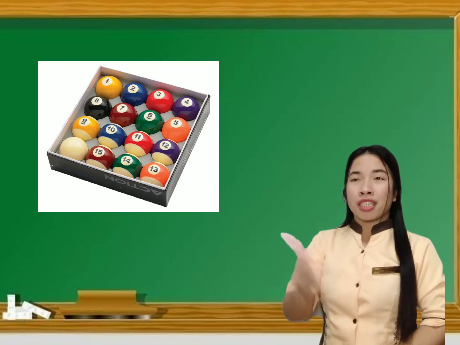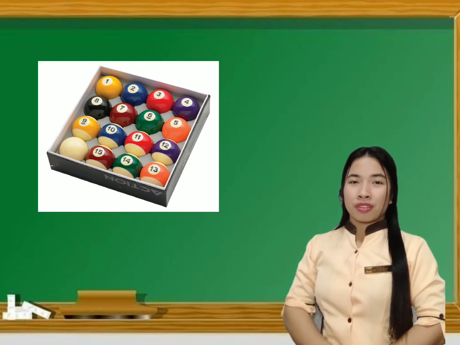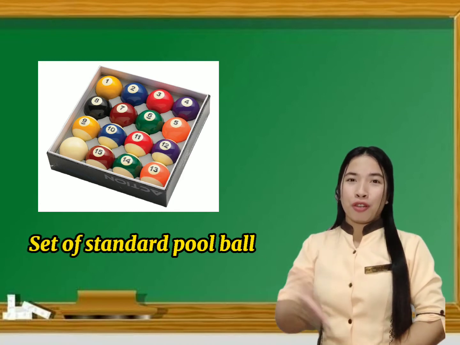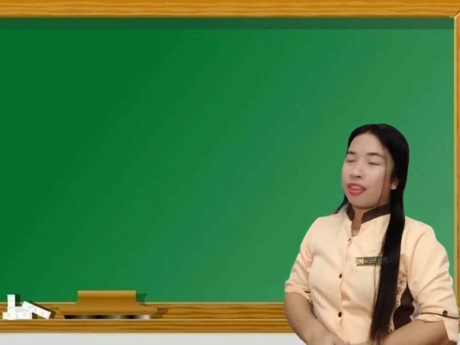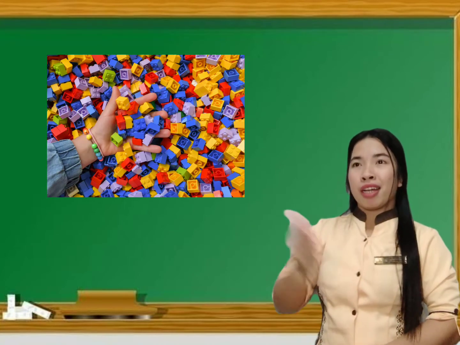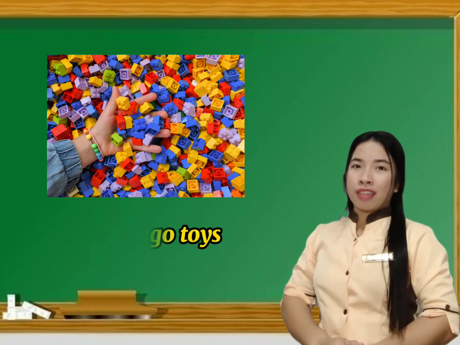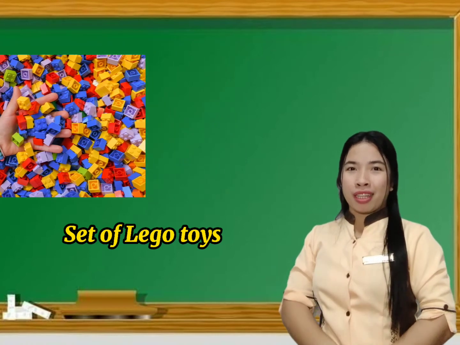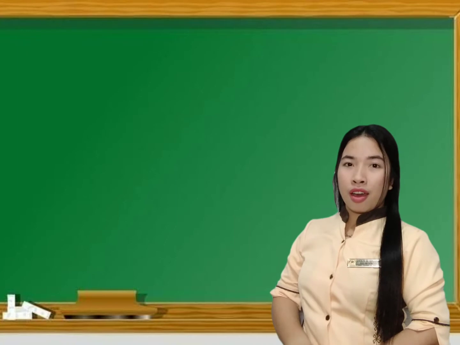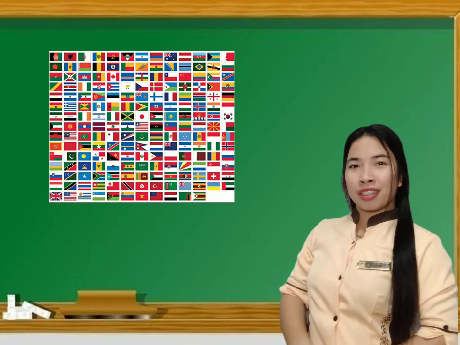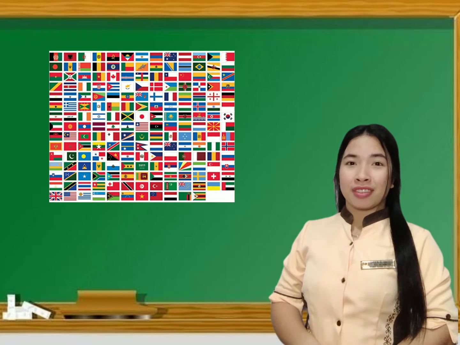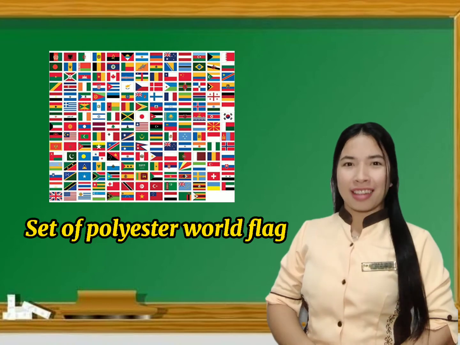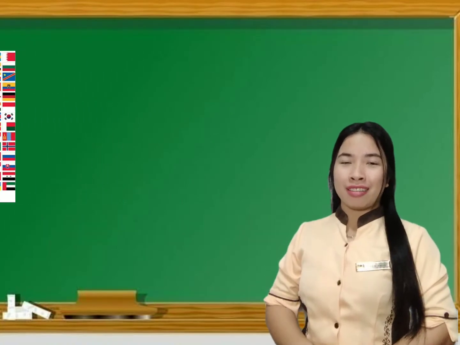Next, Miss Kabillion. A set of standard pool balls. Correct. Thank you, Miss Kabillion. Next picture. Miss Bella. A set of Lego toys. Correct. Thank you, Miss Bella. How about the last picture? Miss Sarah? Sets of polyester world flags. Correct. Thank you, Miss Sarah.